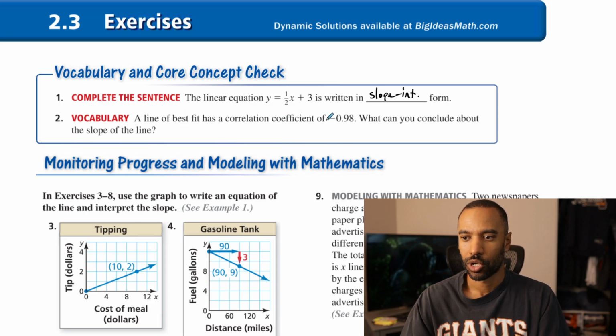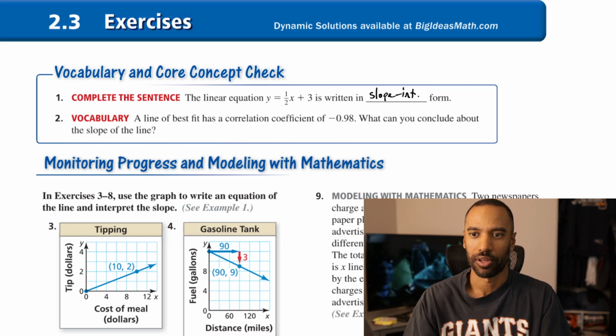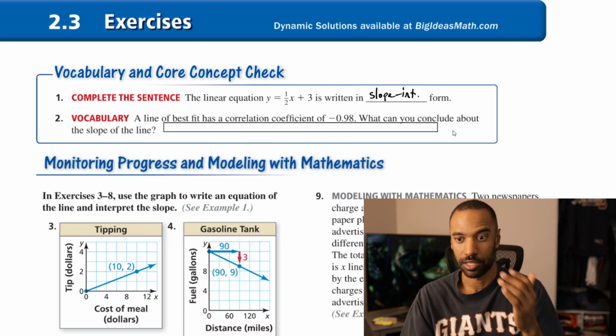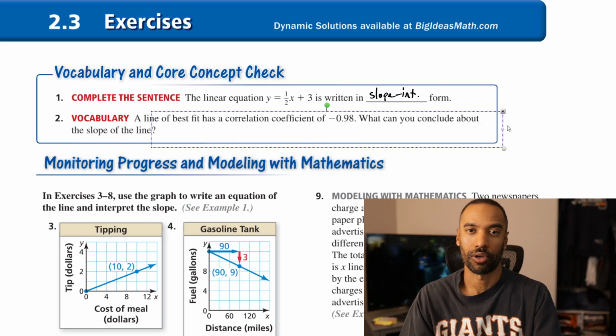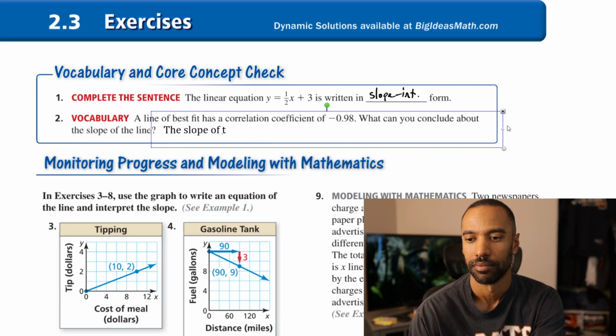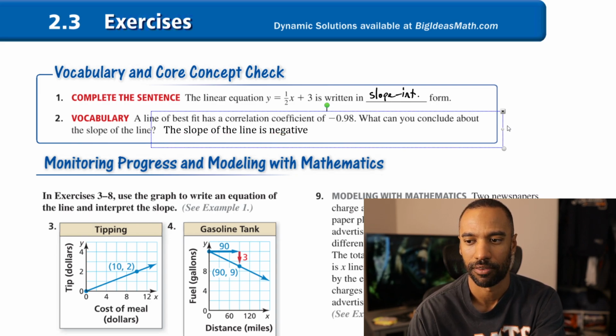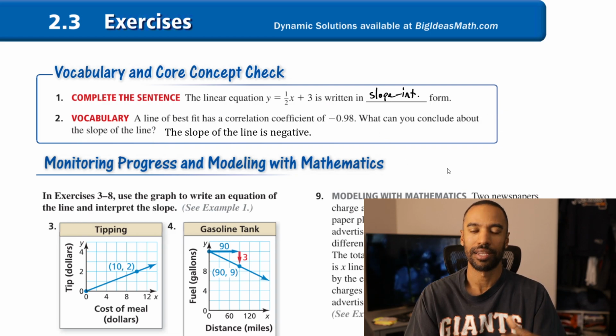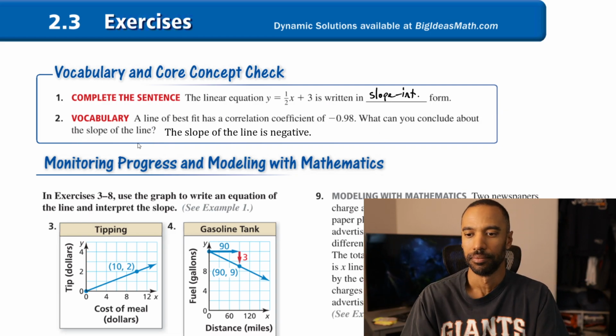A line of best fit has a correlation coefficient of -0.98. What can you conclude about the slope of the line? So, well, first of all, regarding the correlation, what I can conclude is it's a pretty strong correlation. Now, the correlation is also negative, which also means your slope is negative. The slope of the line is negative whenever the correlation is negative. That just means there's a downward trend from your line that is best fitting your points.